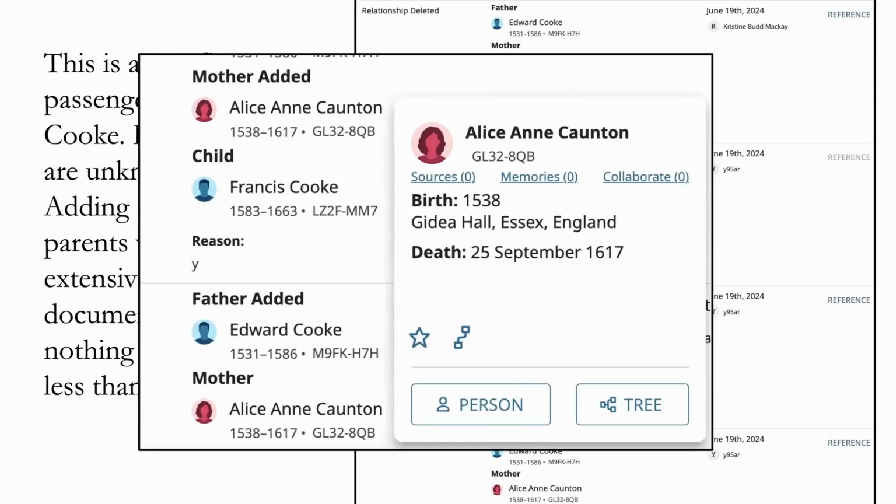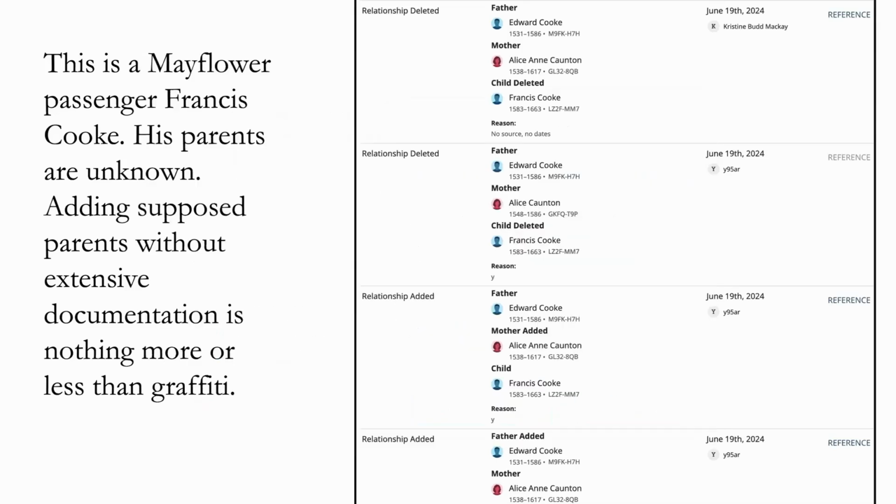Okay, so let's look at this addition. Here's where we are. We're looking at Francis Cook, who has been documented more than probably any other person in the United States and in America. If you add parents without extensive documentation, it's nothing more than graffiti. It's just spray painting something to make your mark and say, I did this, because you're not adding any information. And so here's somebody that added this.